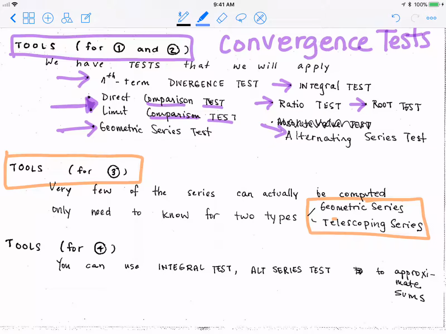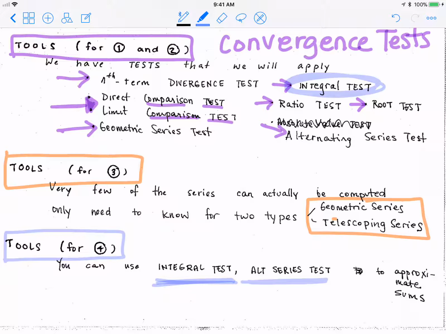Okay, and the tools for number 4. Do you remember how we're going to have a take-home exam? This take-home exam is going to be about answering question number 4. Essentially you'll have the integral test and the alternating series test to help you out with approximating sums. So 2 of these, the integral test and the alternating series test, not only do they tell you if a series converges or diverges, but they also give you an estimate for the limit.